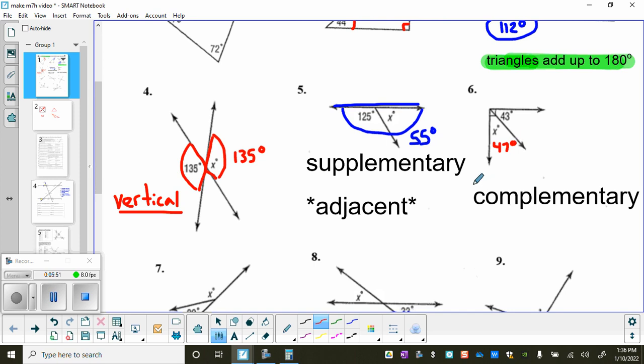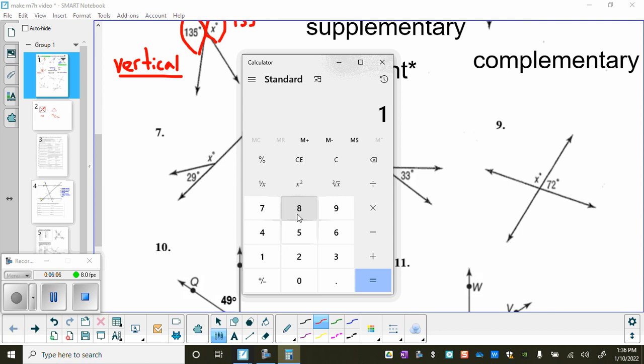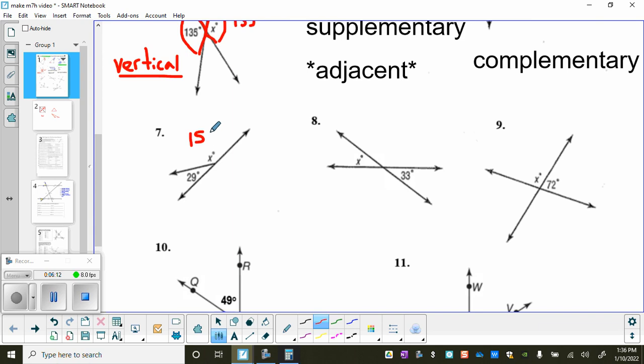So all we're doing is using our knowledge of these new vocabulary words to prove what these missing angle measures have to be. All right, so for this one, we've got some supplementary angles. And so if I do 180 minus the 29, I get 151. And again, that's because they were supplementary.